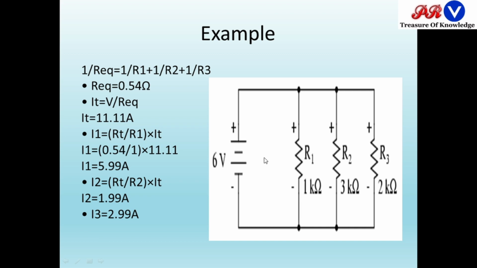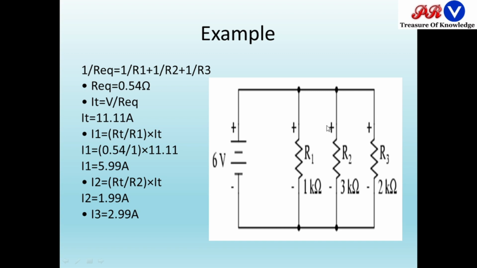We are applying 6 volts here and we have different resistors R1, R2, R3. The values are 1 kilo ohm, 3 kilo ohm and 2 kilo ohm. Firstly we find the equivalent resistance R equivalent, then the total current is found using V by Req, which comes to 11.11 amperes. Then we can find the current through each branch, and the total current of 11.11 must be equal to the current in this branch plus the current in this branch plus the current in this branch.